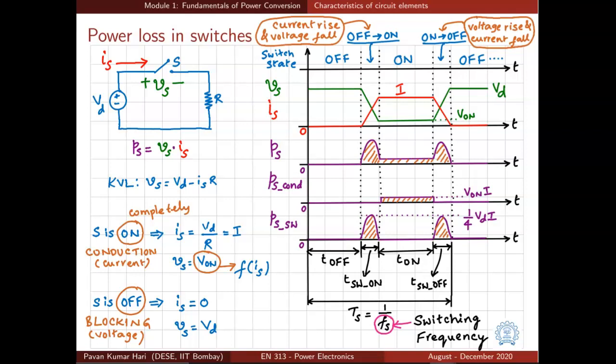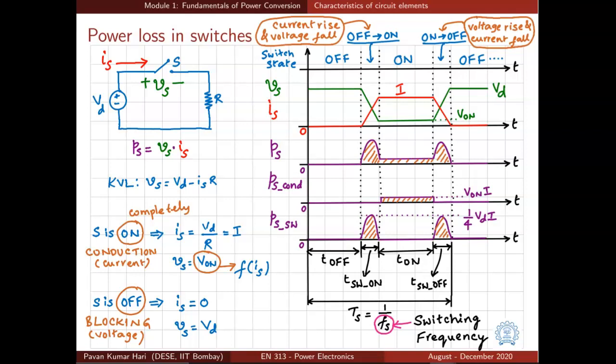Now when you initiate the turn on process at this particular instant, what happens? The current through the switch starts rising. Since the current is rising, what happens to the voltage across the switch? Vs is equal to Vd minus Is times R. Is was earlier 0, now Is started rising, so this IR drop will start increasing. That means the voltage across the switch will fall simultaneously. That is what is shown here.